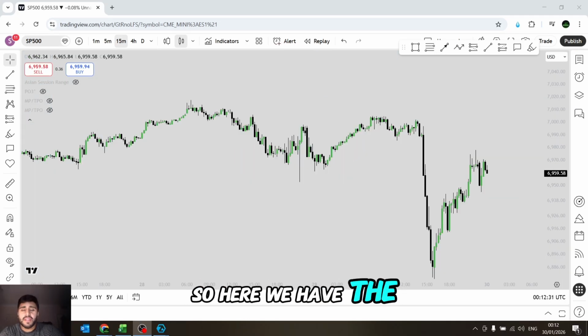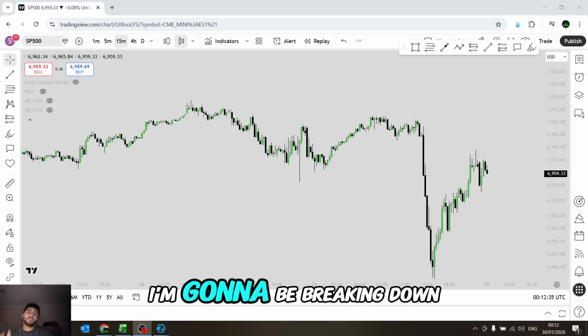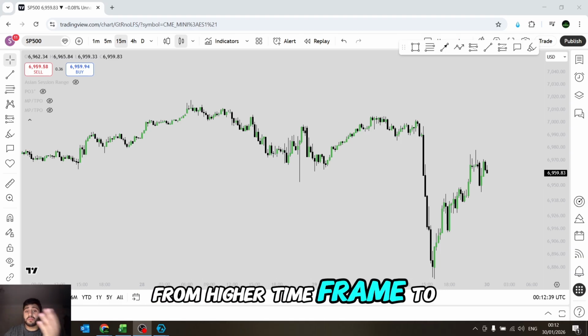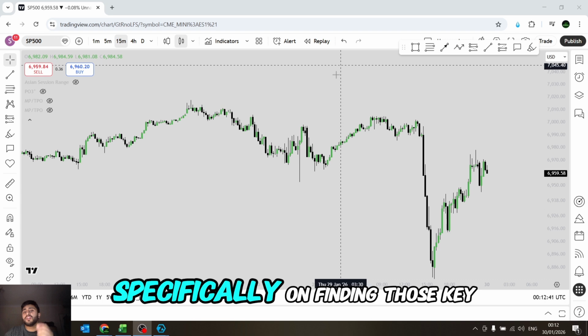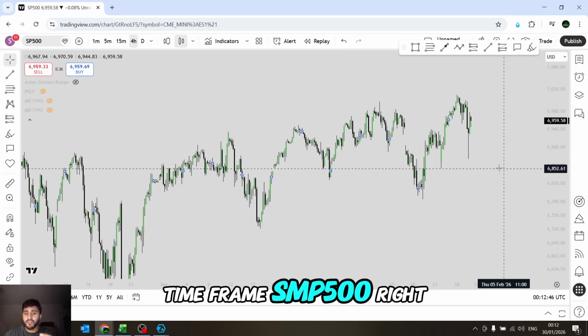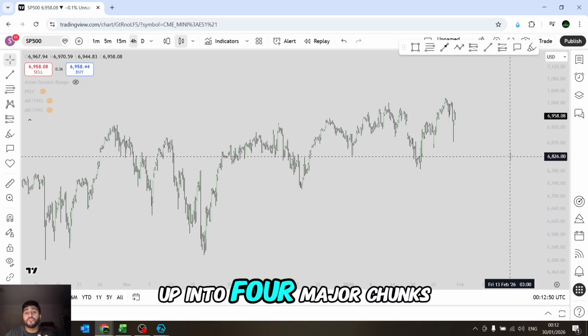So here we have the S&P 500 chart on the 15-minute time frame. What I'm going to be doing is breaking down how I go through my entire approach from higher time frame to lower time frame, but specifically on finding those key levels. On the 4-hour time frame, S&P 500, the way I like to look at this is I split things up into 4 major chunks.